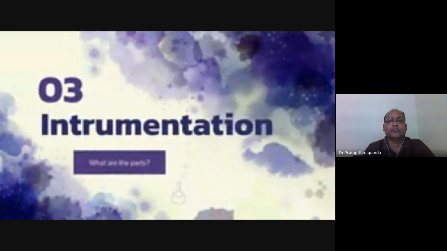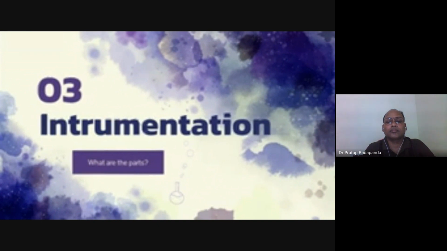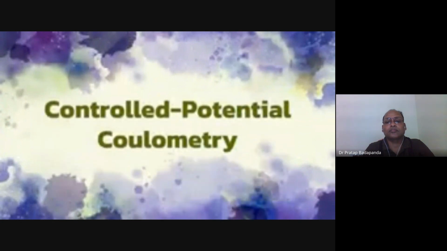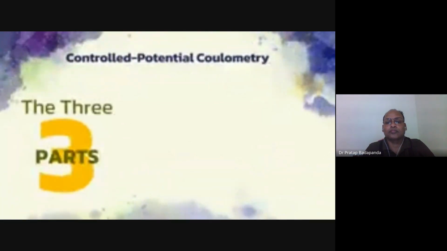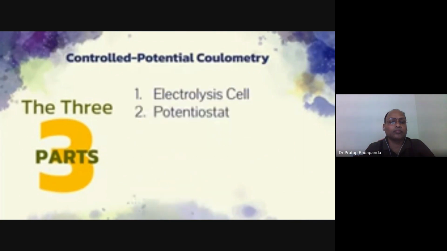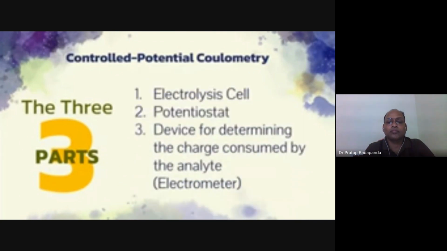Earlier, I introduced two types of coulometric methods. I will be discussing the instrumentation behind each of those methods, starting with controlled potential coulometry. The instrumentation for potentiostatic coulometry consists of an electrolysis cell, a potentiostat, and a device for determining the charge consumed by the analyte.